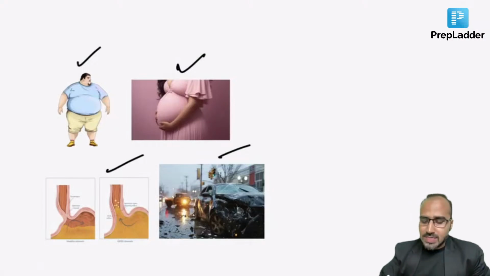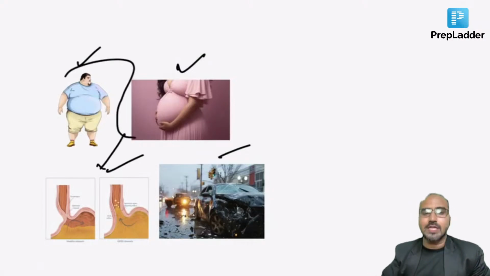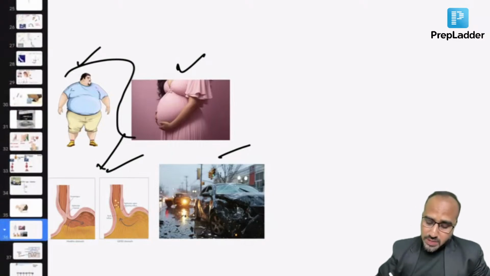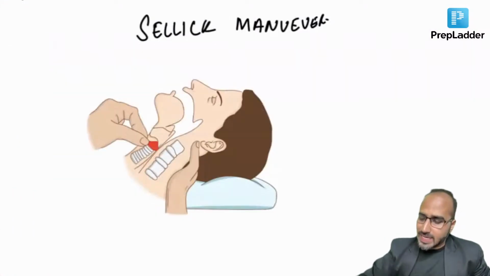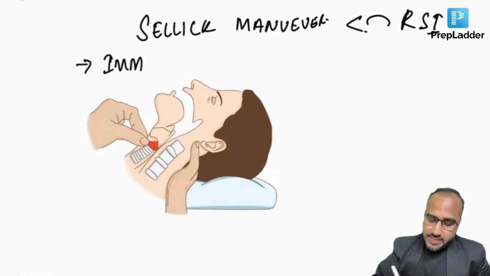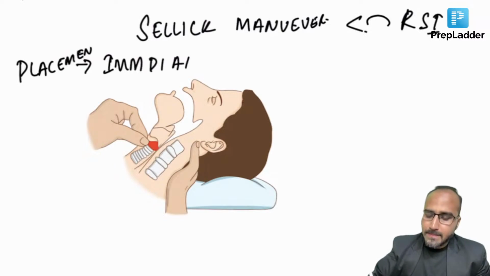Remember guys, these patients will have one thing in common. All will have a raised intra-abdominal pressure. That's why they are at risk of aspiration. In patients who are at risk of aspiration, you go for RSI, which is called rapid sequence induction, where you go for Sellick's maneuver. When are you placing the Sellick's maneuver? Immediately after induction. Placement of Sellick's maneuver is done immediately after induction.